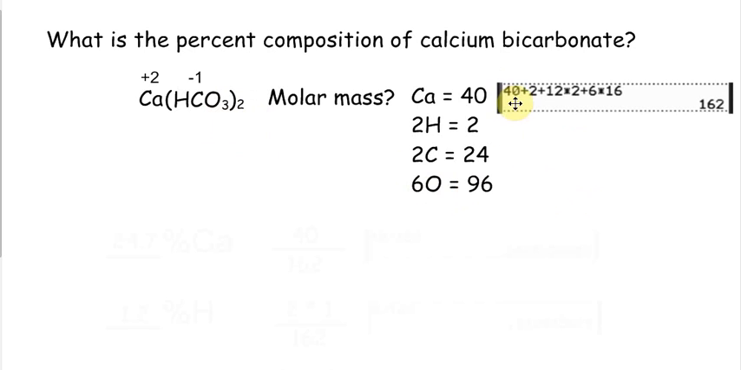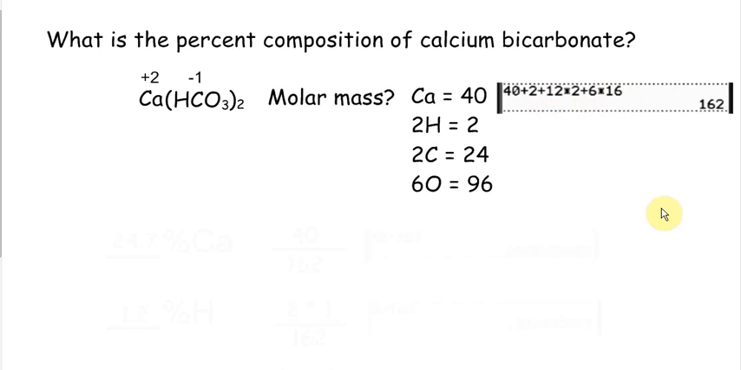So the total mass is the mass of calcium, 40, plus both of the hydrogens, 2, plus the mass of carbon times 2, plus the mass of oxygen, 16, times 6. The total mass is 162 grams per mole.